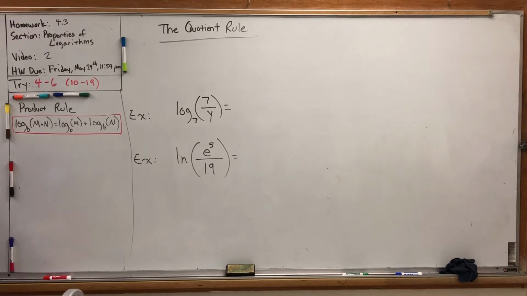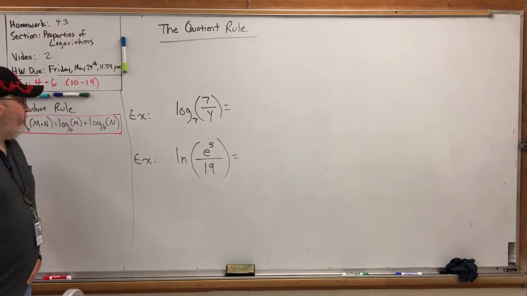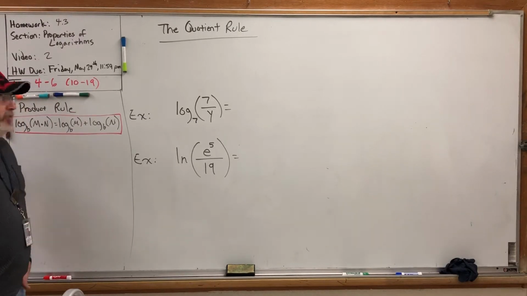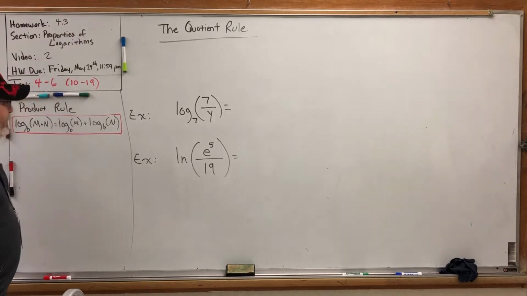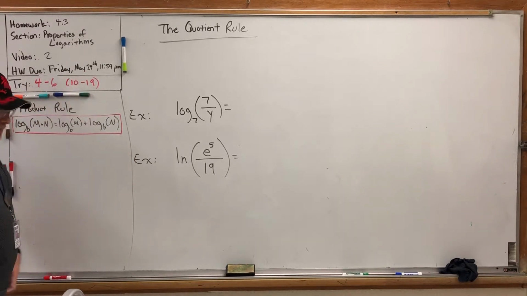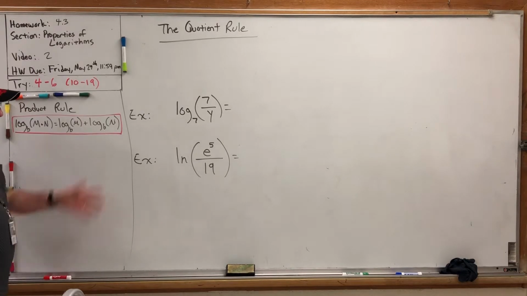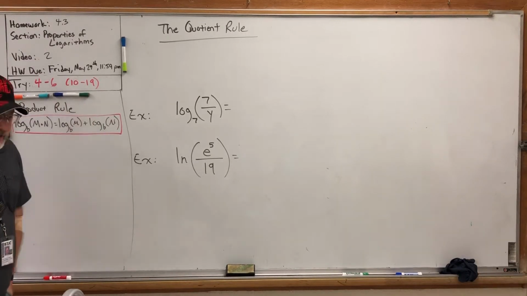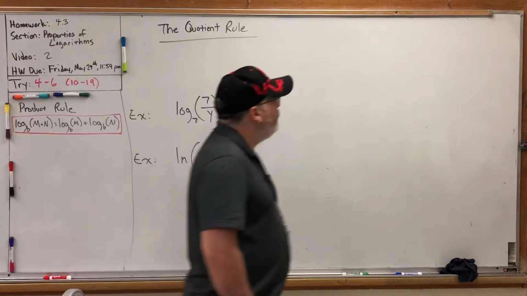The following video is associated with homework questions 4 through 6 and is also incorporated in questions 10 through 19. Just a reminder, that means that 4 through 6 is just like these, whereas 10 through 19 uses this rule in conjunction with other rules.